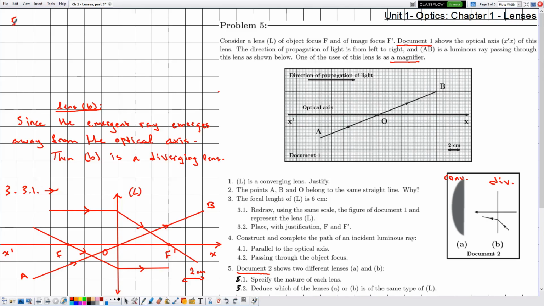So 5.2, the type of L is a converging lens. A is converging while B is diverging, therefore A is of the same type of the lens L. So this is it for problem number 5.